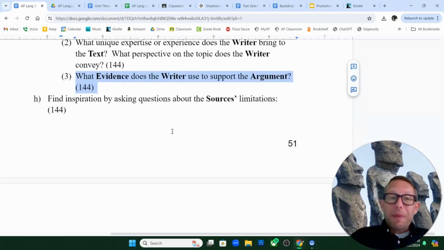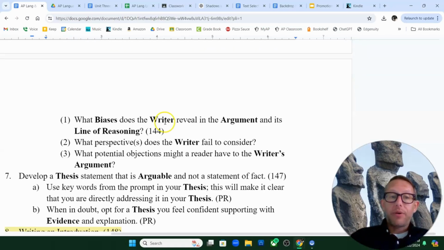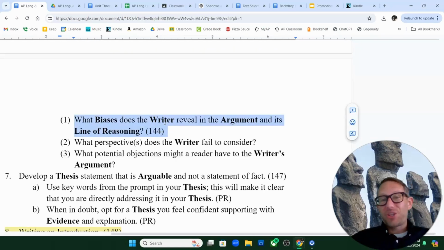You should also remember to be asking those questions about the source's limitations, okay? The things that they don't do well, okay? What biases does the writer reveal in the argument and its line of reasoning? Do they seem to espouse one side to the neglect of the other? Do they not seem open-minded and objective in how they're approaching this particular situation? That's going to make for a lesser source in the grand scheme of things, okay?